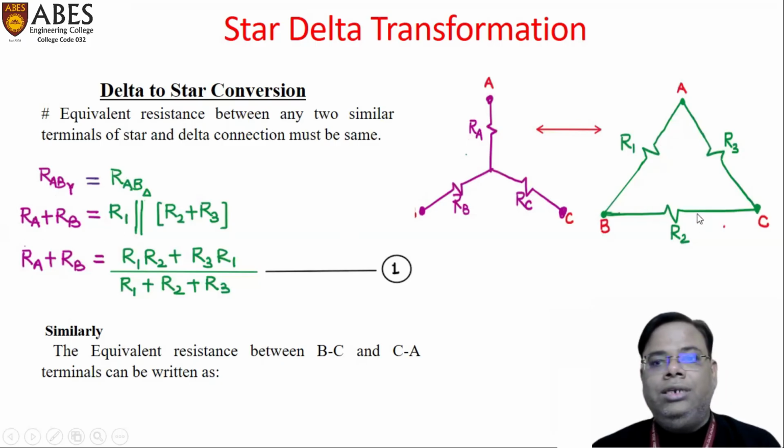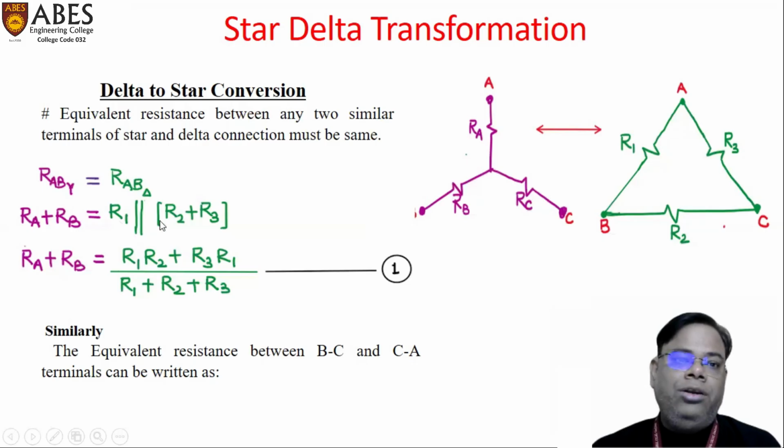In delta-connected resistances, R1, R2 and R3 would be connected such that the combination of R2 and R3 will be in parallel with the R1 resistance. It means R1 will be in parallel with R2 plus R3. After solving this expression, RA plus RB would be equal to R1 R2 plus R1 R3 divided by R1 plus R2 plus R3. This one is our expression number 1.